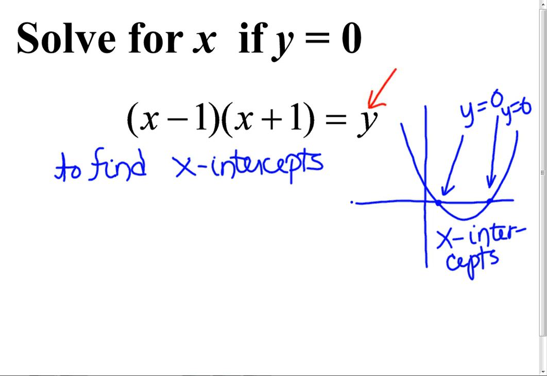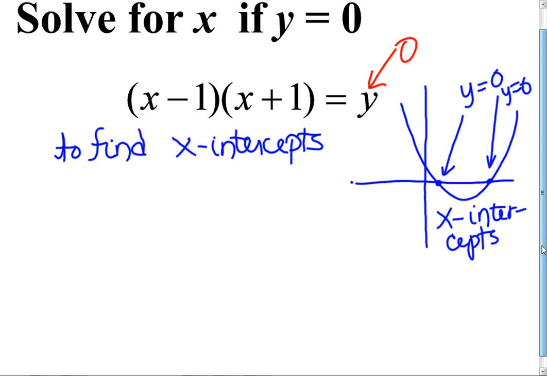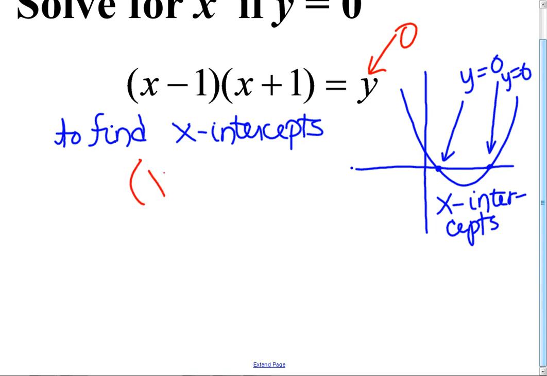This is 0. So what we can do, I have the product of two numbers. Remember, x minus 1, if x is 10, that's just 9. And if x is 10, then that's 11. These just represent numbers, and their product is going to be 0. Well, what has to be true? How do you get 0 out of that?